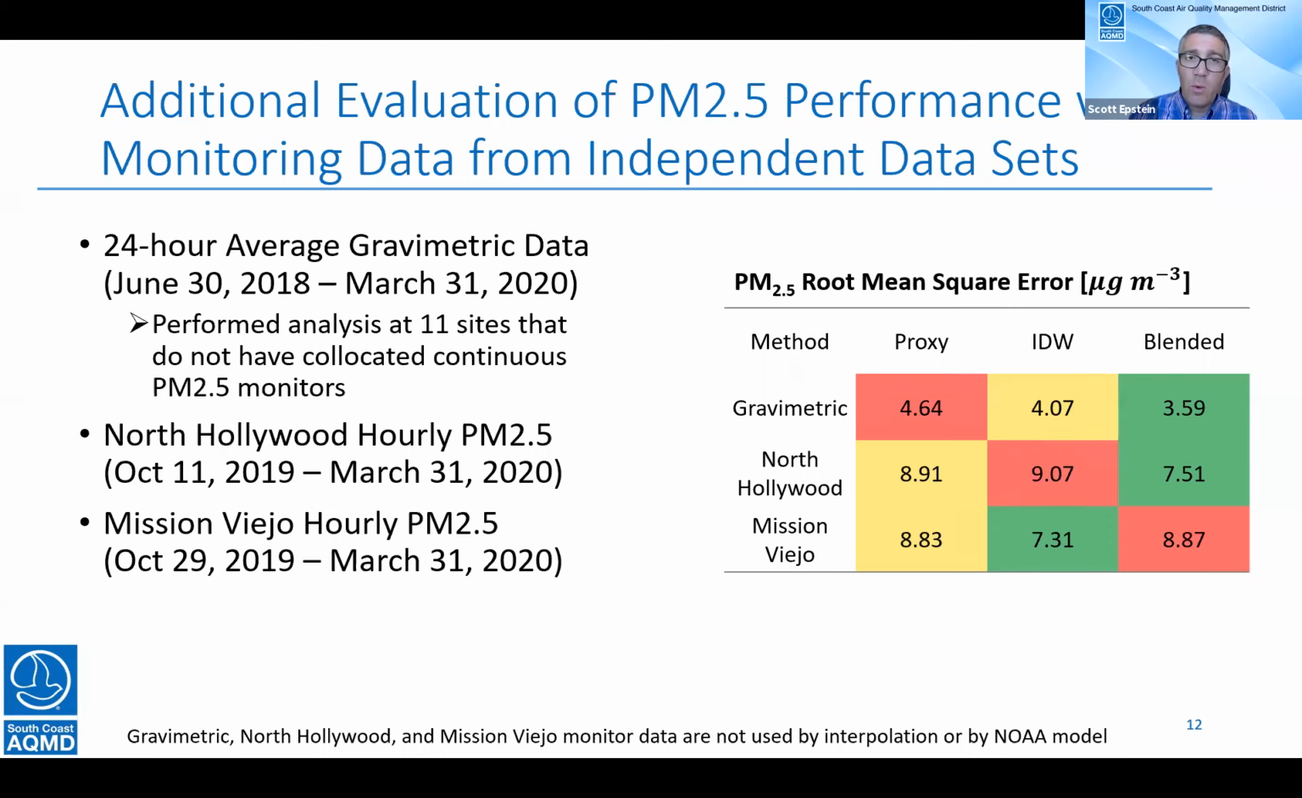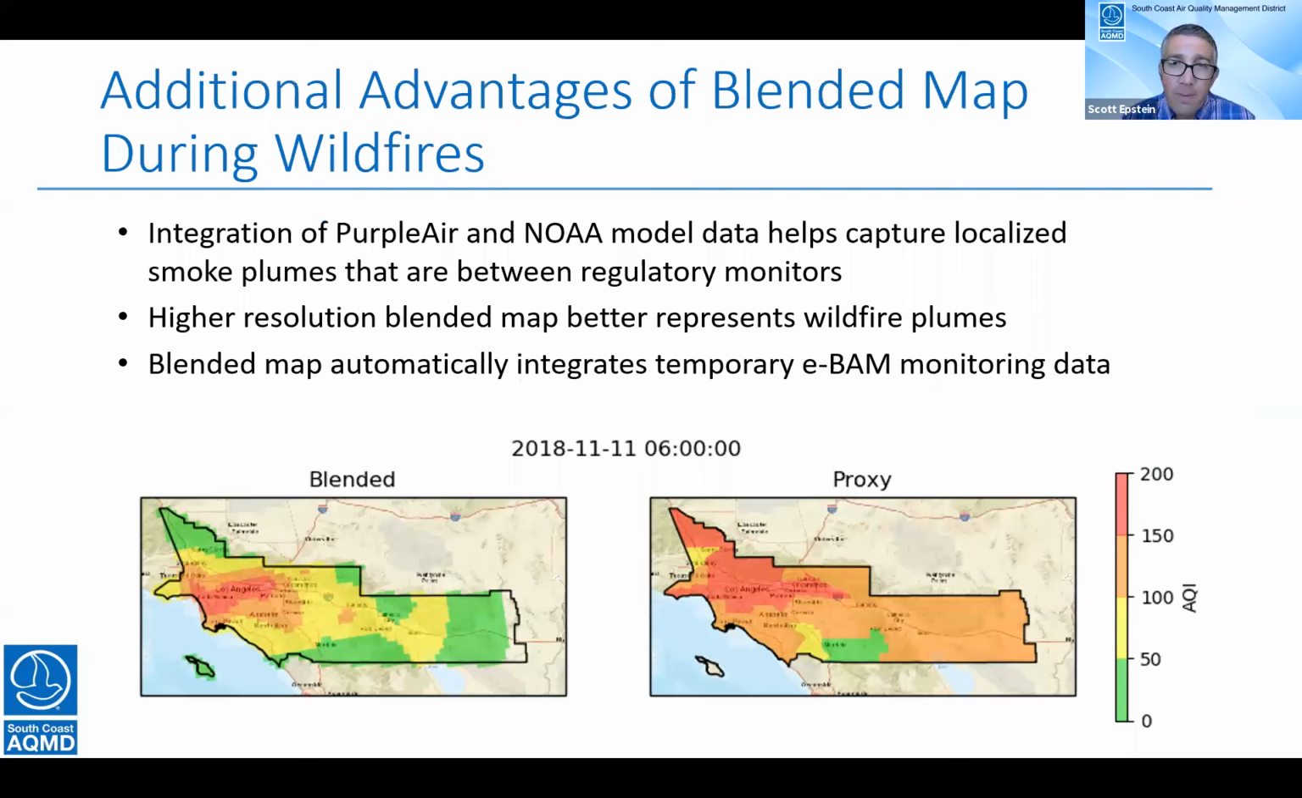Okay, so we also see a few other benefits of this formulation, which are especially apparent during wildfires. So the 2 maps show what the blended map and the proxy map would look like during an hour where the Woolsey fire was producing smoke. So we recreated the data from 2018. So the PurpleAir data and the NOAA model data can help capture localized smoke plumes that don't reach the regulatory monitors. The higher resolution better represents the wildfire plumes.